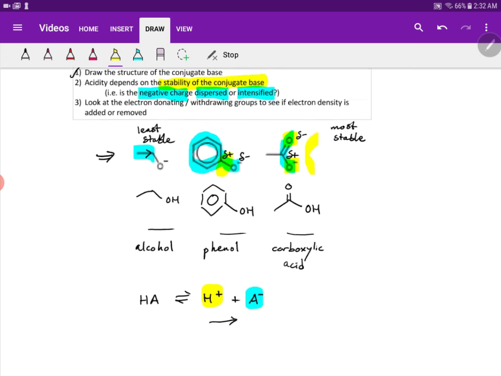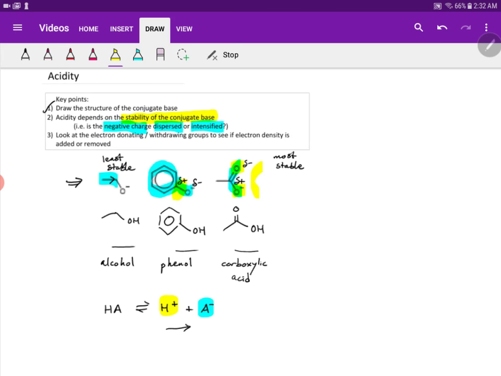And so this is how we can explain acidity using electron withdrawing groups and electron donating groups via inductive effect, resonance, or delocalization.